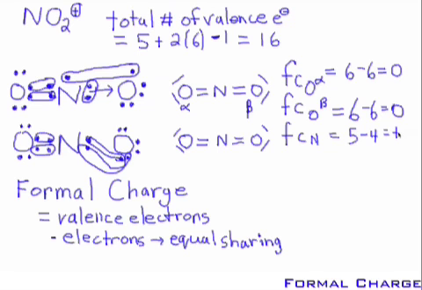plus 1. Now when you're done, you always add up to get the net charge. And if I add this up, 0 plus 0 plus 1 is plus 1. This number should match the charge originally given to you. If it doesn't, you've done something wrong. And since it does match, we know we've done everything correctly.